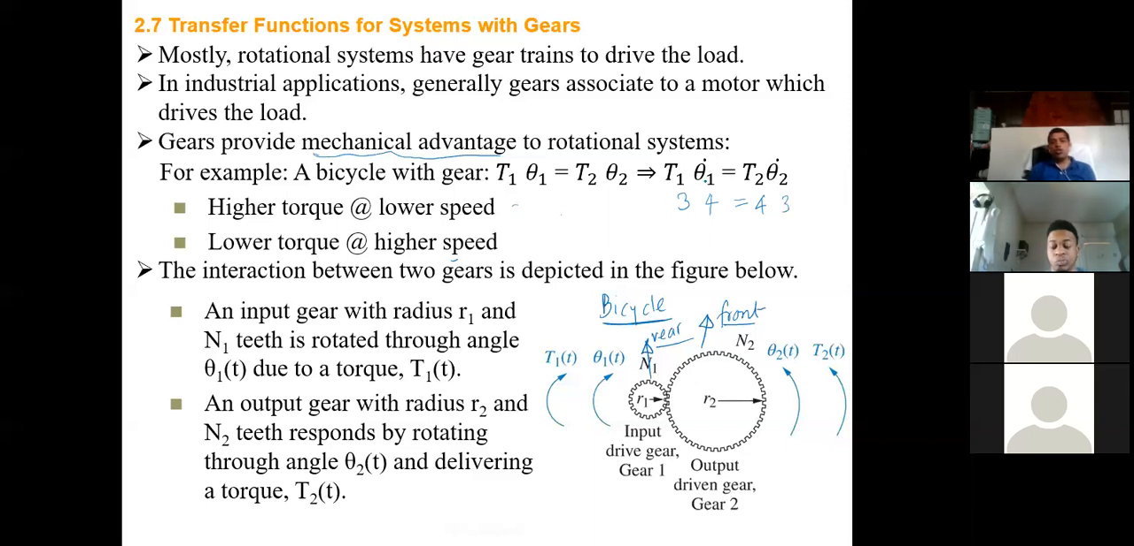Suppose you decrease theta to 2. Then what should this one be? This should be 6, isn't it? If one increases, the other one decreases, right? So in other words, when the speed is low, you get higher torque. When the speed is high, you get lower torque.